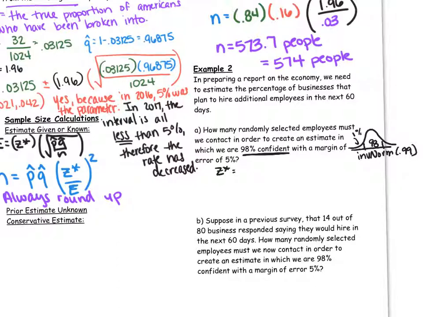2.326, right? Do we put all that or just 2.33? Go 3 decimals. 2.326 is that value for z star.